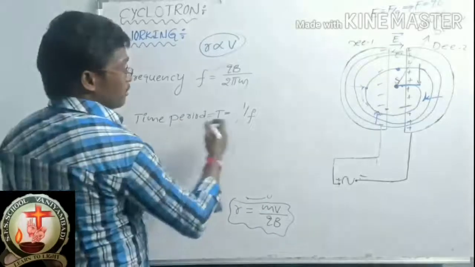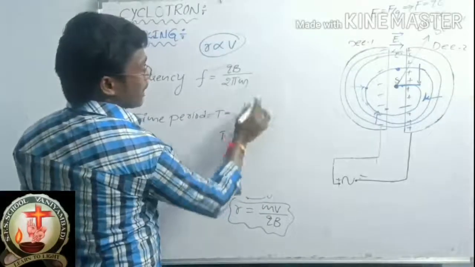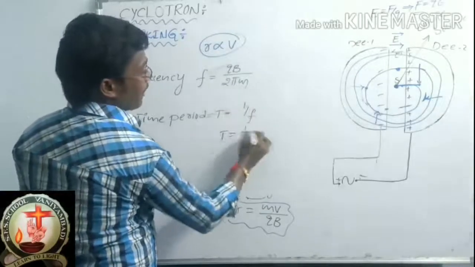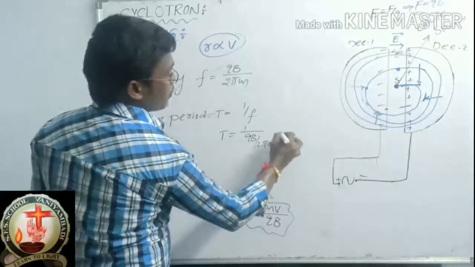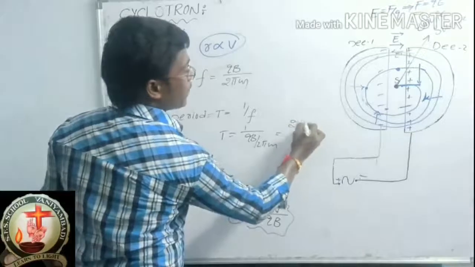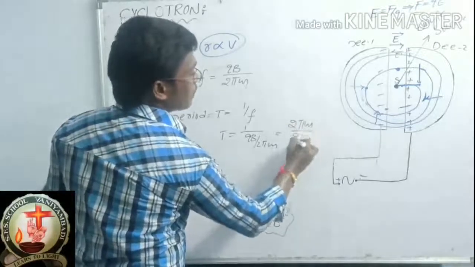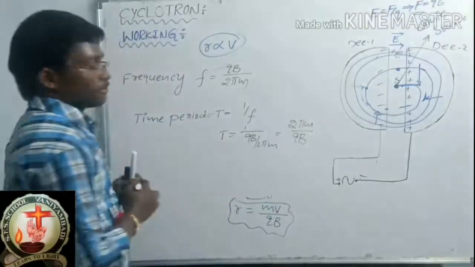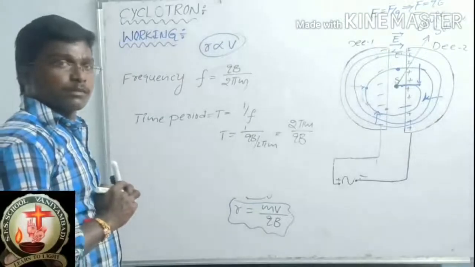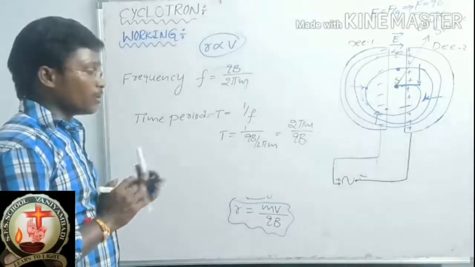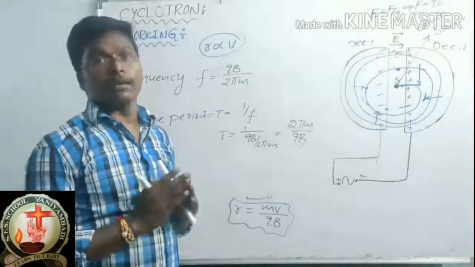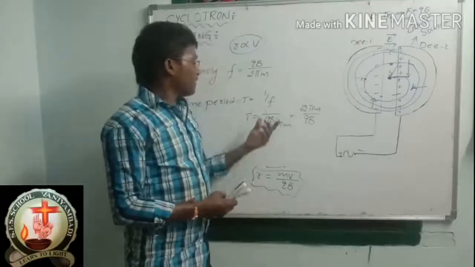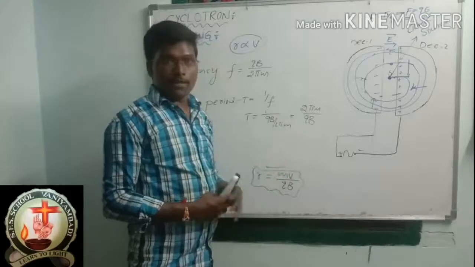Now T is equal to, substitute this f value here, 1 by qB by 2 pi m. Now that gives 2 pi m by qB. So here, what is the time period? T is equal to 2 pi m by qB. Remember. So this is the frequency and this is the time period of the charged particle.